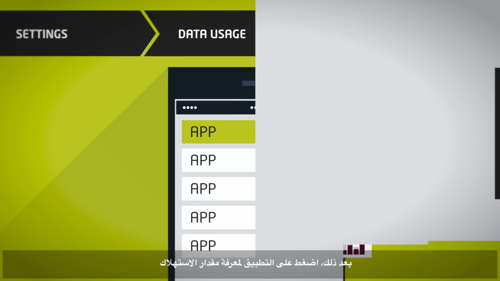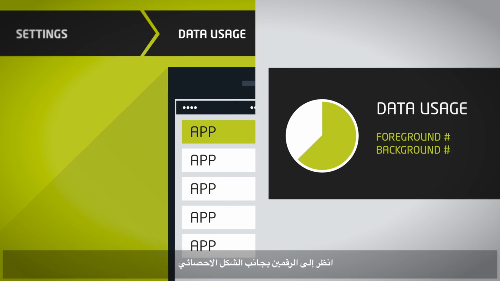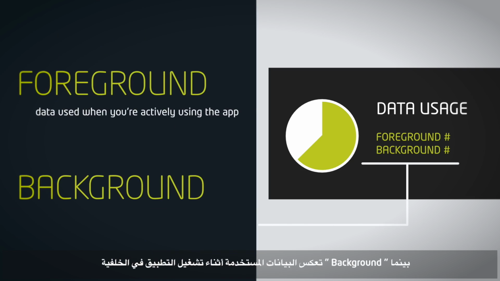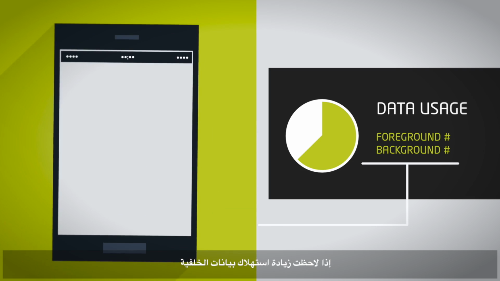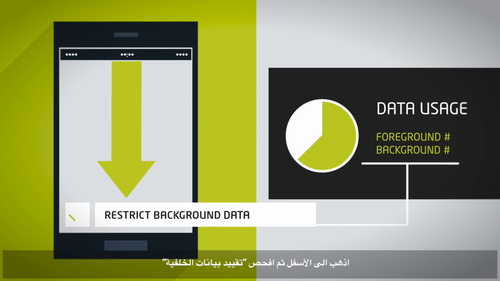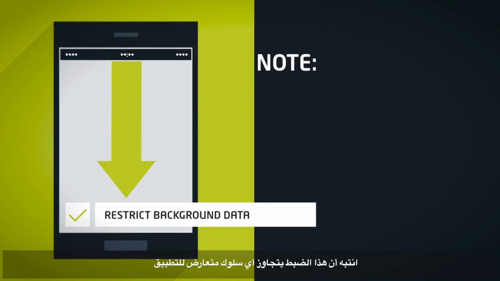Then, tap an app to view its usage data, and take a look at the two numbers next to the pie chart. Foreground refers to the data usage when you're actively using the app, while background reflects the data usage when the app is running in the background. If you notice an app is using too much background data, scroll down to the bottom and check Restrict Background Data. Just note that this setting overrides any conflicting app behavior.